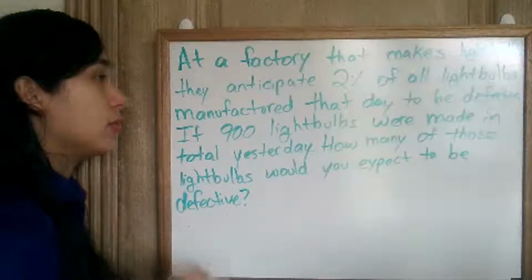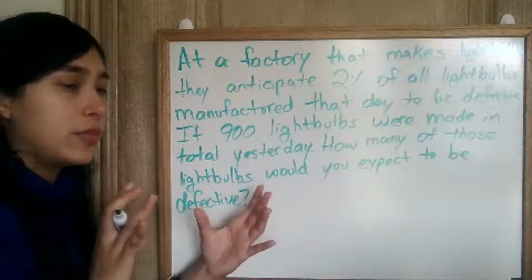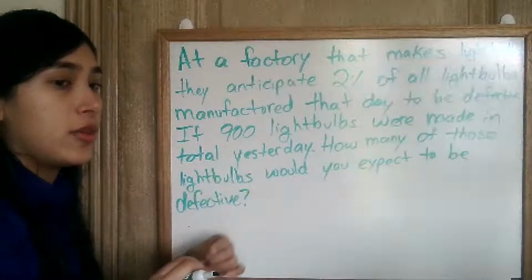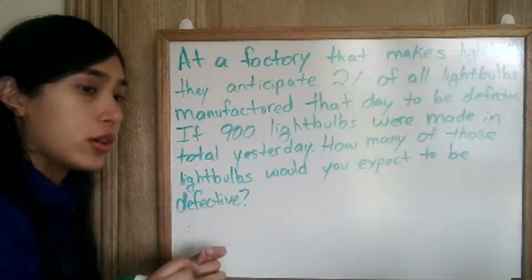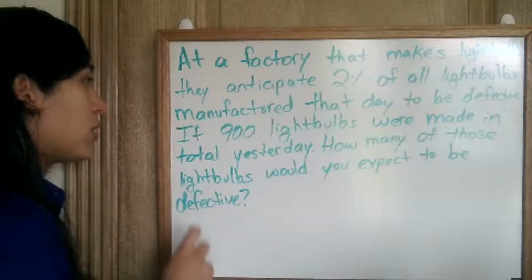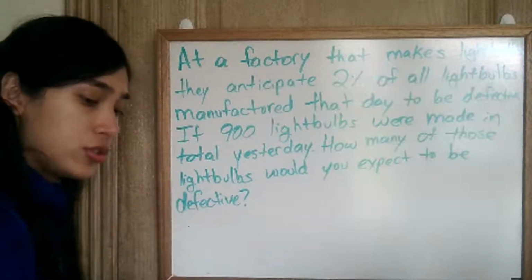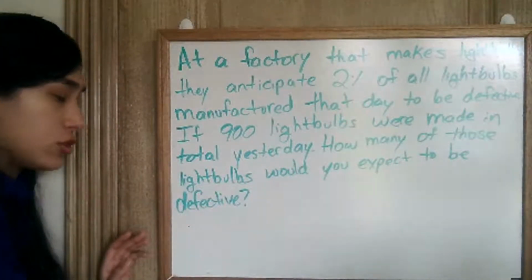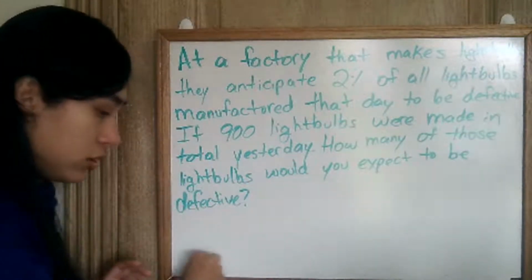So we're talking about they make 900 light bulbs in total. We expect 2% of those to be defective, and they want to know what is the actual number of defective light bulbs. So with our word problems, we have a lot of extra wordage. Let's go ahead and just rewrite our information, but much simpler.